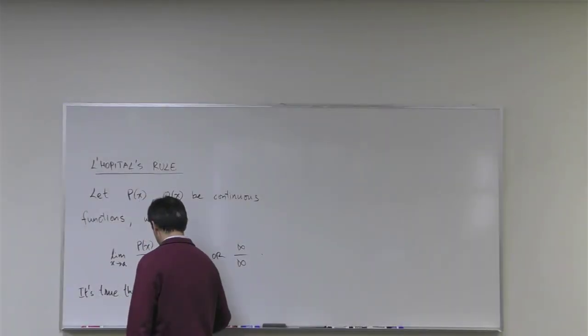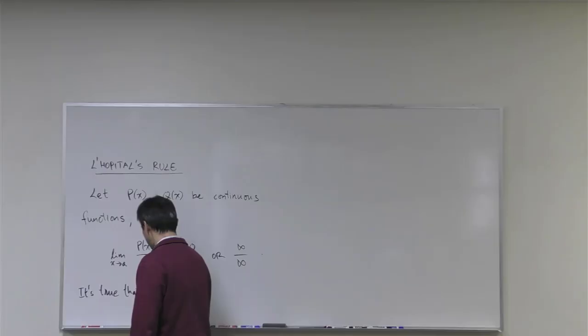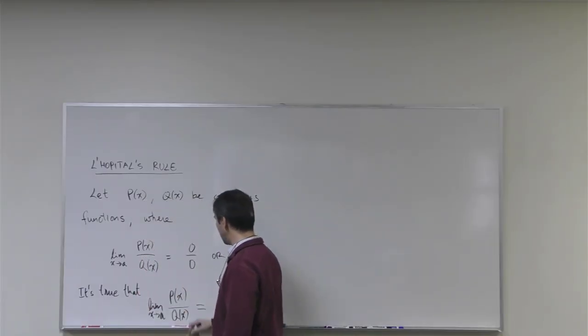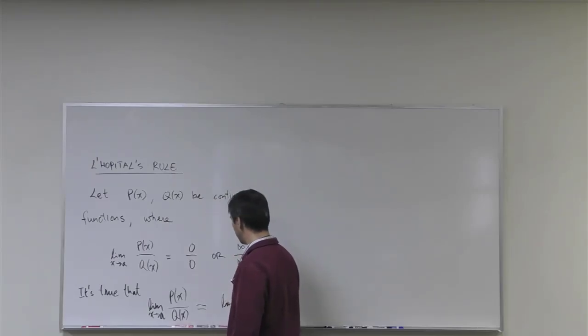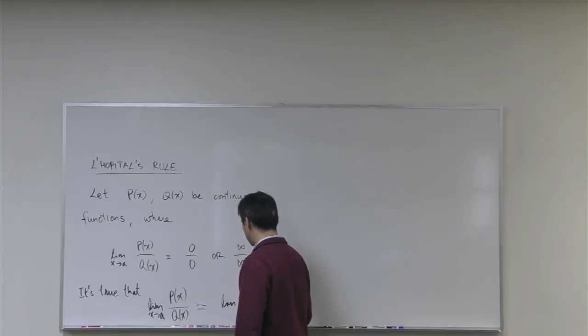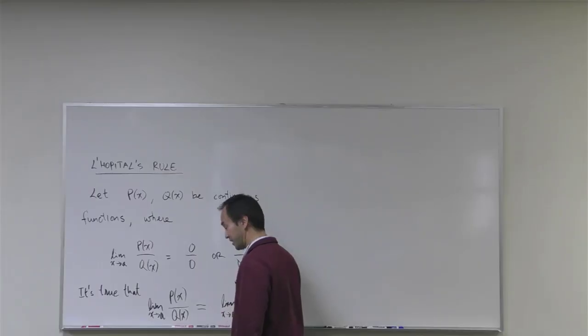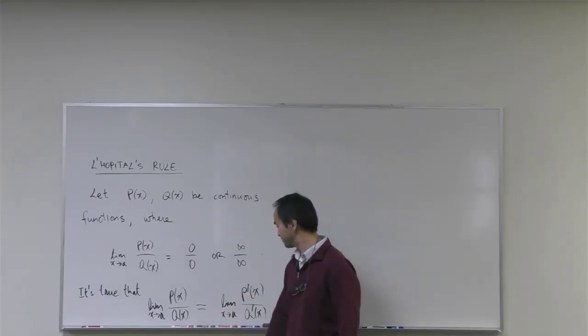the limit of P of x over Q of x, not necessarily a rational function, is equal to the limit of two new functions, P prime of x over Q prime of x, as x goes to a. And a can be an infinite limit.